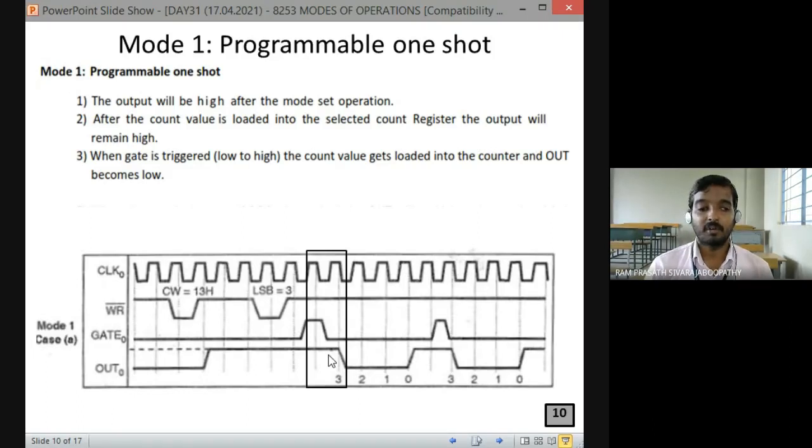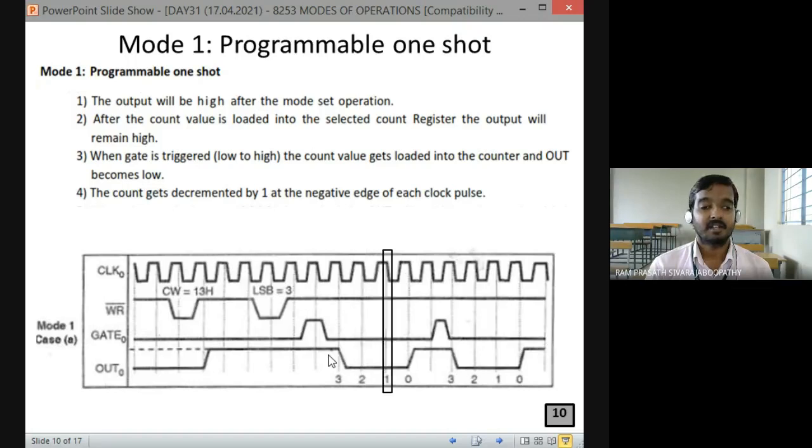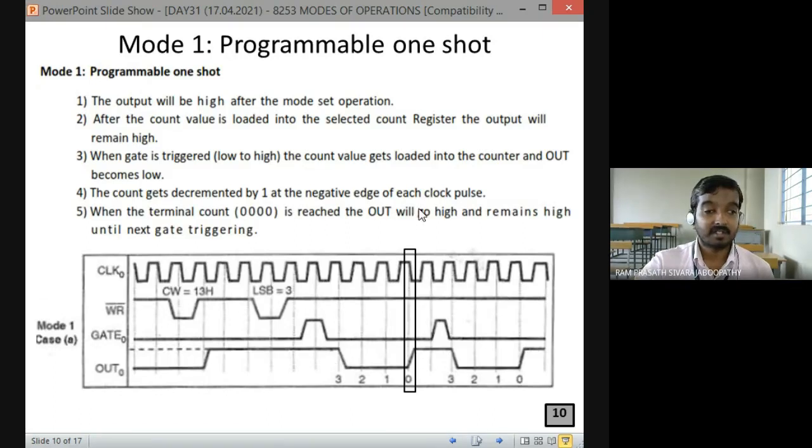Fine. So, adukapram on each negative clock edge, the count is getting decremented by 1. On terminal count, thirumba enakku enna aidhu, output high aidhu. Correct? When the terminal count is reached, the out will go high and remain high until next gate triggering. நல்லா கவனிச்சீங்க தெரியும். திரும்ப next gate triggering நடந்ததுக்கு அப்புறம் தான் எனக்கு என்ன ஆகுது? Output திரும்ப low ஆகுது, count load ஆகுது. Fine. That means what? ஒரு டைம் நீங்க mode of operation யும் count value கொடுத்துட்டா போதும். Whenever you trigger the gate for the desired count value, it is going to happen. Low போயிட்டு high ஆயிடும். Is it clear?